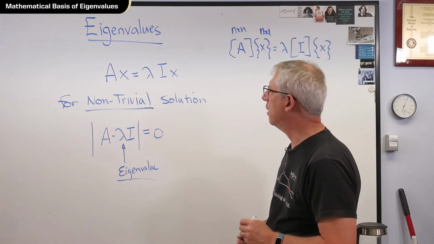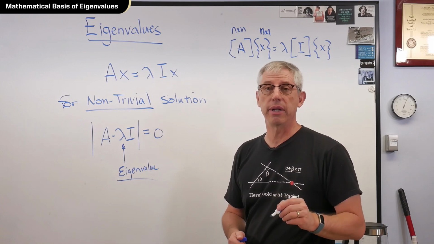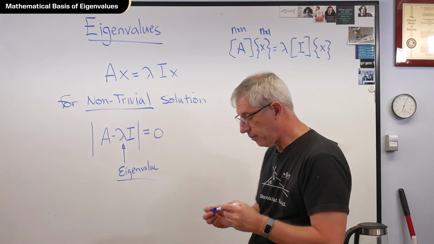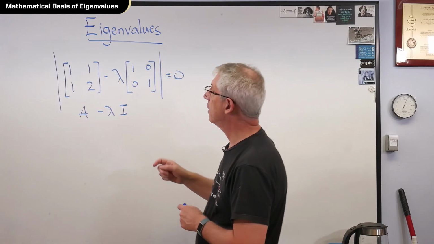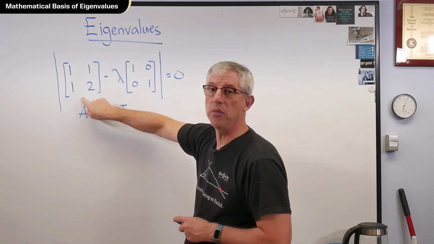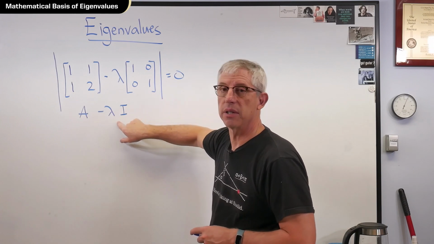I'm a little stuck here. Maybe an example would help. Let's try that. So I'm going to clear my board and I'm going to write out an example for us. Okay, here's a really simple system, just a 2 by 2 matrix here that I made up. And there's the identity matrix, and you can see this is A minus lambda I.